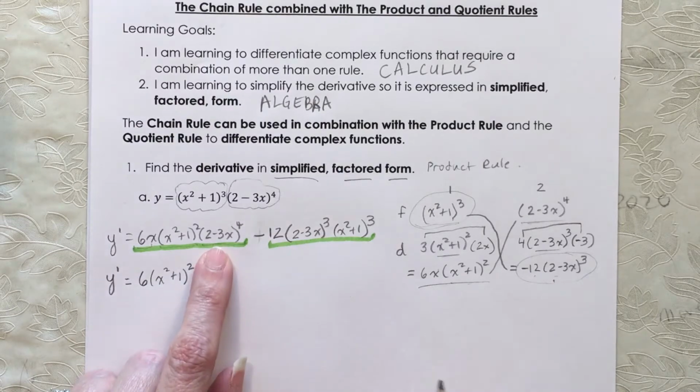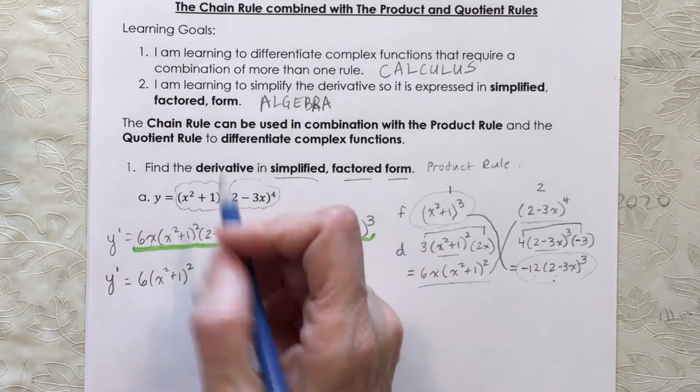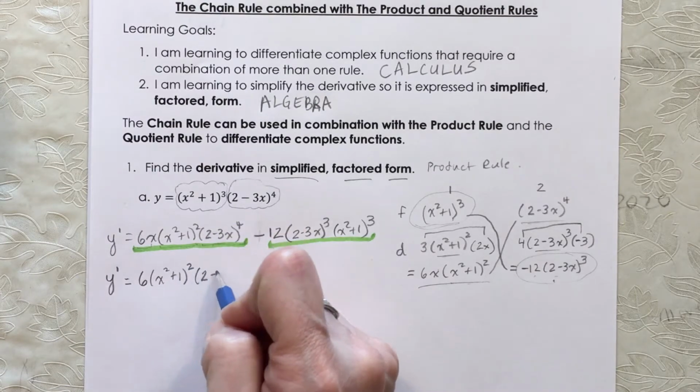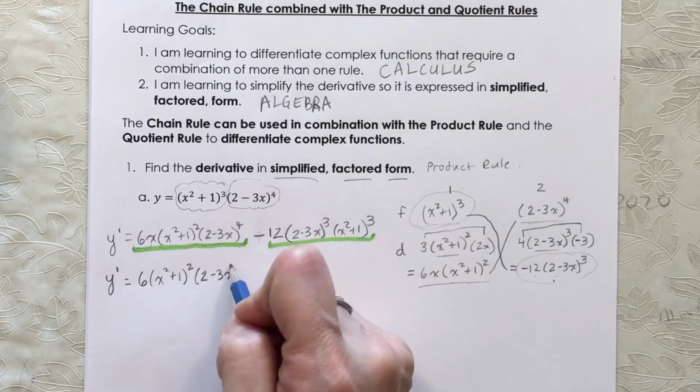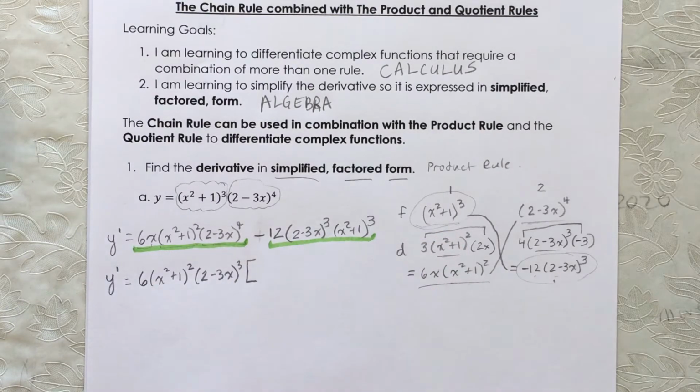And then we're going to look at our 2 minus 3x terms. So we've got 2 minus 3x to the power of 4 and 2 minus 3x to the power of 3. So we're going to take the one with the smaller exponent, which is to the power of 3. And then I use a square bracket to remind myself that I'm common factoring this out of this.